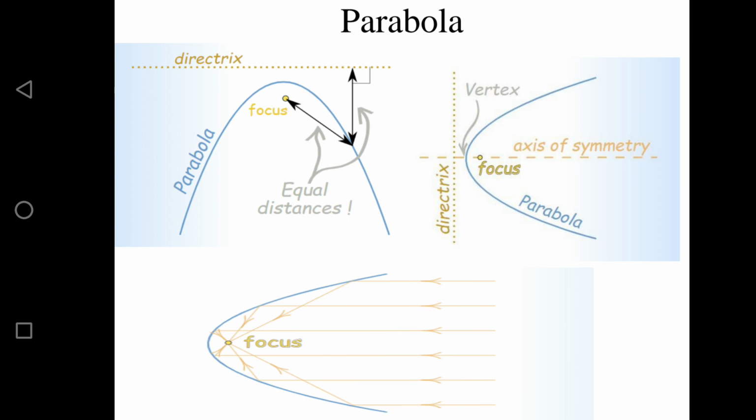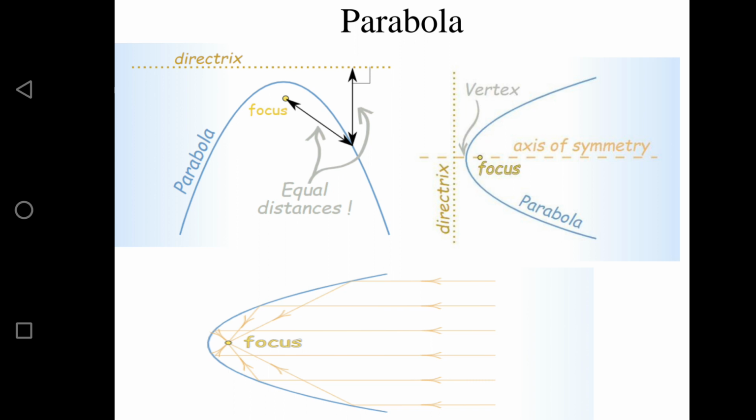Well, one more thing I wanted to tell you: the distance between the focus point to the vertex is equal to the distance between the vertex to the point where the directrix and axis of symmetry are meeting. It has the same distance.